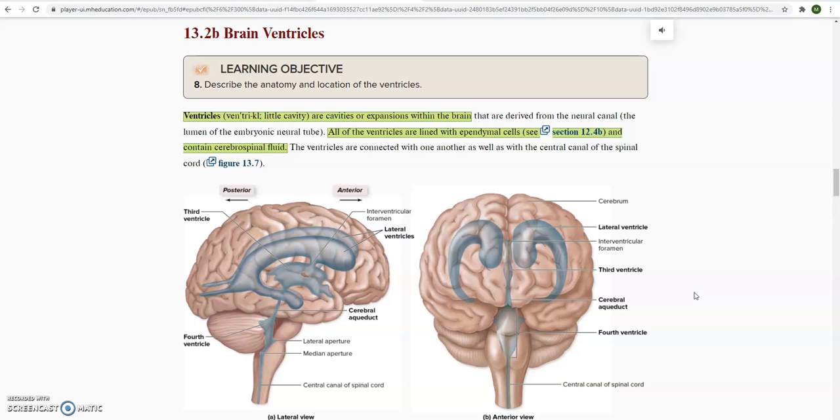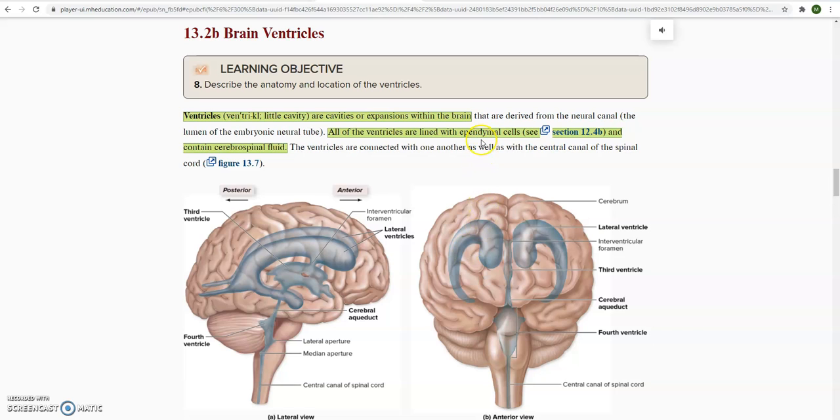So why do we want to know about the ventricles? Because not only do they hold the cerebrospinal fluid, some of it, they're also the location where the cerebrospinal fluid is formed as well. If we remember back to when we talked about glial cells in chapter 12, one of the glial cells was called the ependymal cells, and remember that their role in the nervous tissue was to help produce and help circulate the cerebrospinal fluid. So if we look at the lining of the ventricles, like the wall of the ventricles, we'll see those ependymal cells.